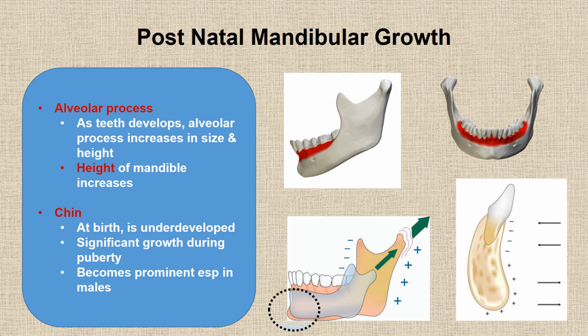Now, the alveolar process, as you can see in the diagram, is the red colored area. As teeth develop, the alveolar process increases in size and height. This also contributes to the increase in height of the mandible. Now, the chin at birth is relatively underdeveloped, and significant growth of it occurs during the pubertal growth spurt, and it becomes more prominent, especially in males.